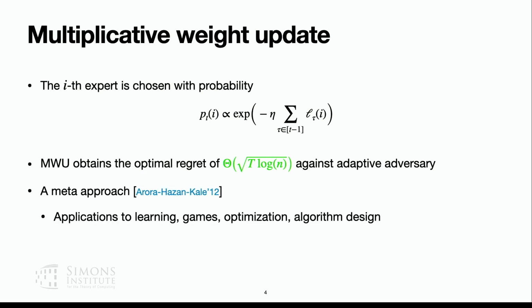This multiplicative weights update has lots of applications, and it's mostly famous for being a meta approach for designing algorithms. Some applications include learning in games, optimization, and some algorithmic problems like flows and matching. For these applications, you can see the excellent survey by Arora, Hazan, and Kale on these algorithms.